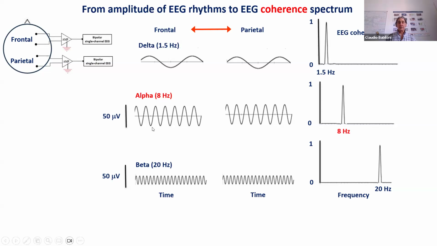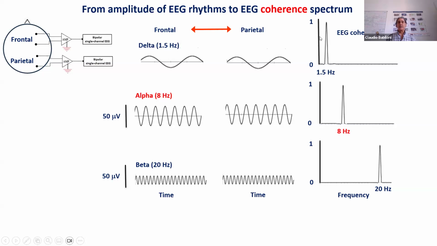In these simulations, also the oscillations of 8 Hz in the frontal and the parietal bipolar channels show the maximum phase relationship, 1. And the same is true for the oscillations at 20 Hz in the beta band.